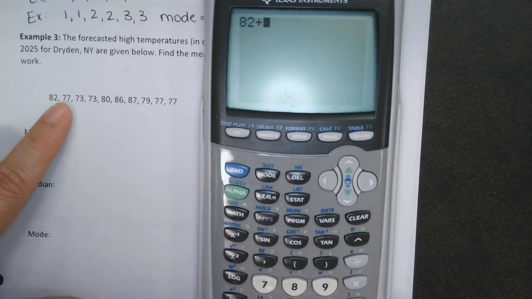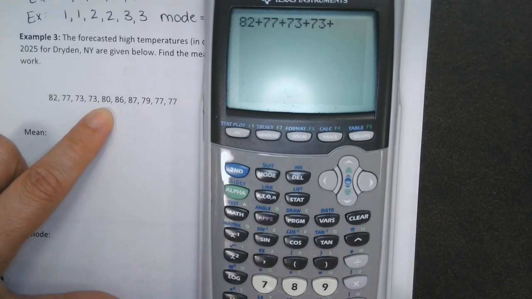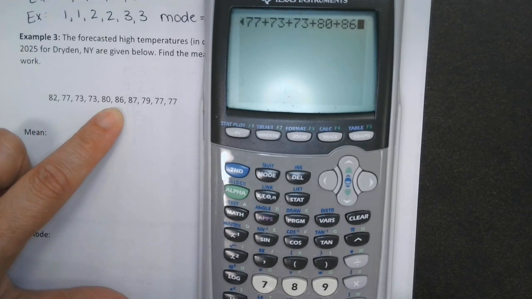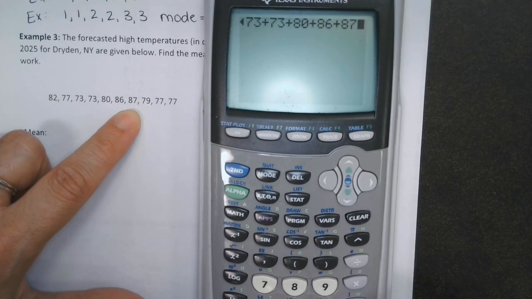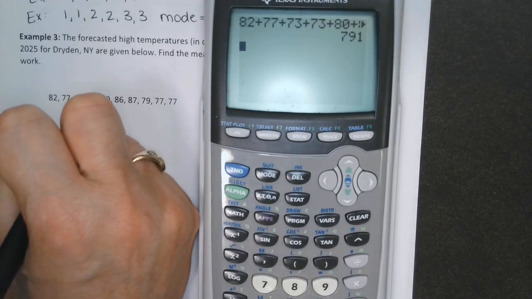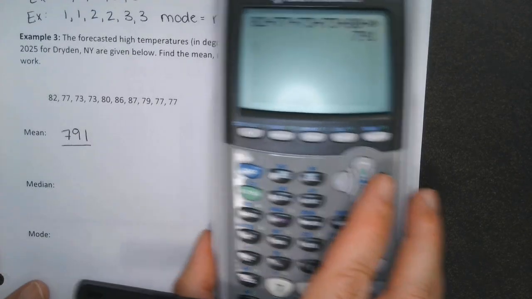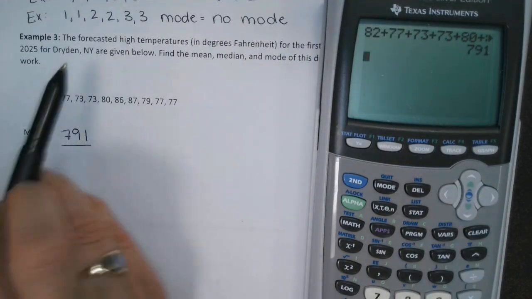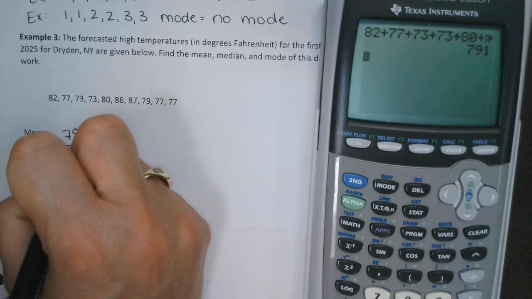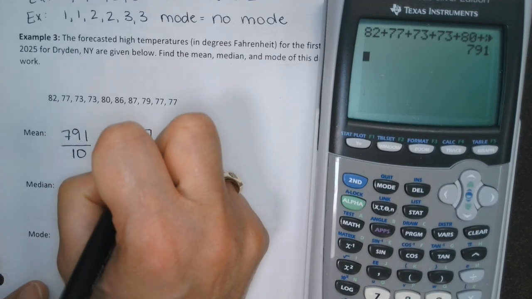So we're going to take 82 plus 77 plus 73, 73, 80, 86, 87, 79, 77, and another 77. And we get 791. So I add them all up. If you need to write yourself some notes about what we're doing, go ahead and do that. And then it said there were 10 days. There are 10 values here, so I'm going to divide by 10. And my mean is going to be 79.1.